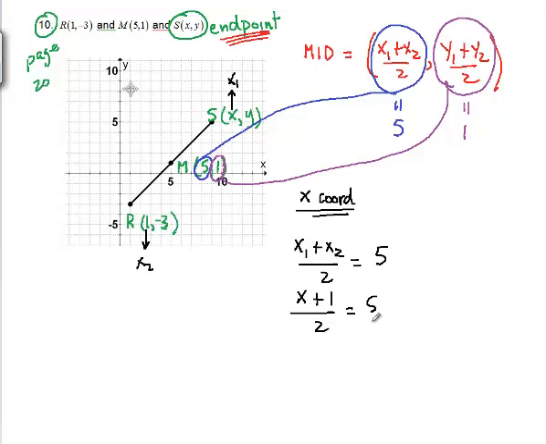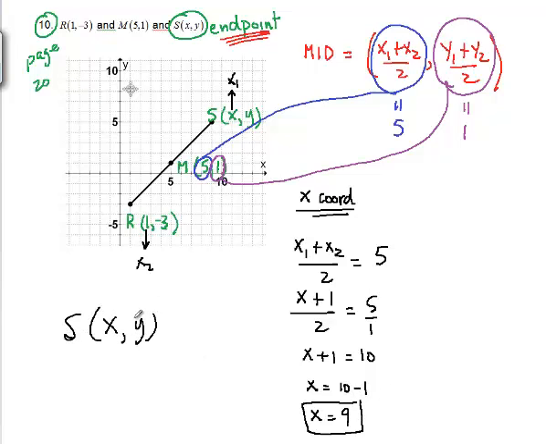Now the 5 is understood to be over 1, so this is just straight cross multiplication. x plus 1 equals 2 times 5, which is 10. Now subtract 1 from each side, and we would get 9 for the x coordinate, which we already knew reading it from the graph. So S now, the endpoint S, which has coordinates x, y, we now know the x coordinate is 9.